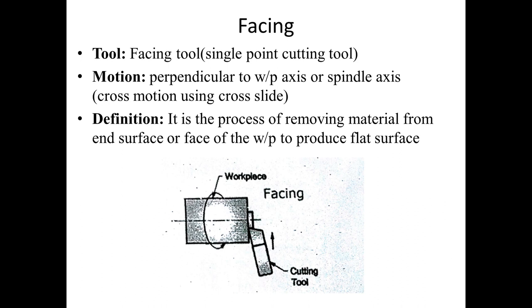Second operation, facing. Facing is completely opposite to the turning. Again, here we are using single point cutting tool. The motion is perpendicular to the axis of workpiece and the spindle, which is given by using cross slide, that is a cross motion. Definition again same. Process of removing the material from workpiece at end surface, that is at the face, to produce flat surface. So very simple, along the face material is removed, that is facing operation.